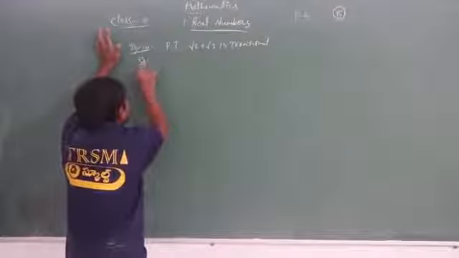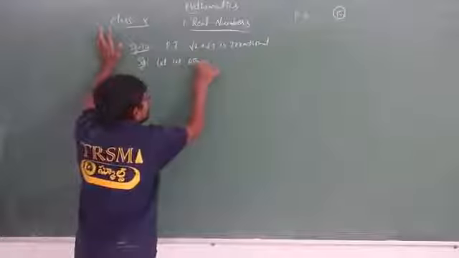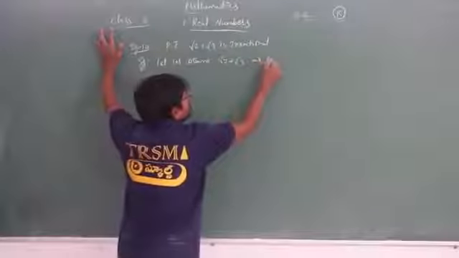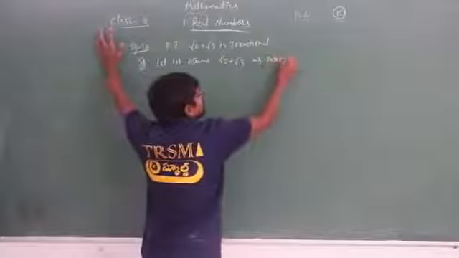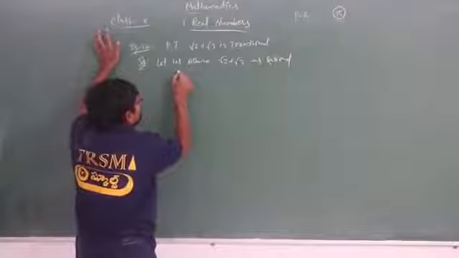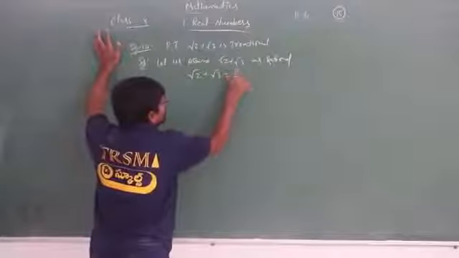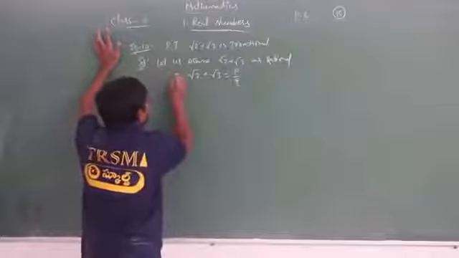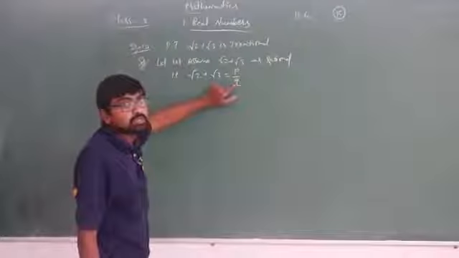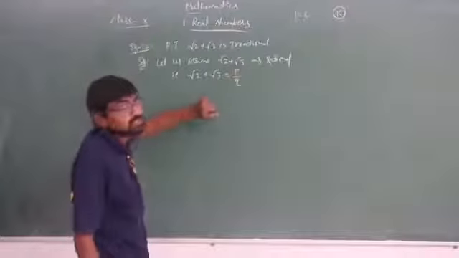So, solution: let us assume root 2 plus root 3 is rational. Therefore, root 2 plus root 3 is equal to P divided by Q. We are assuming it can be written in the form of P by Q, that is rational, isn't it?